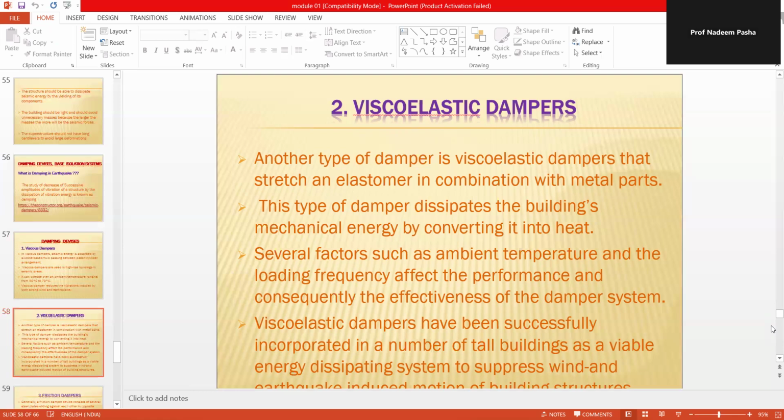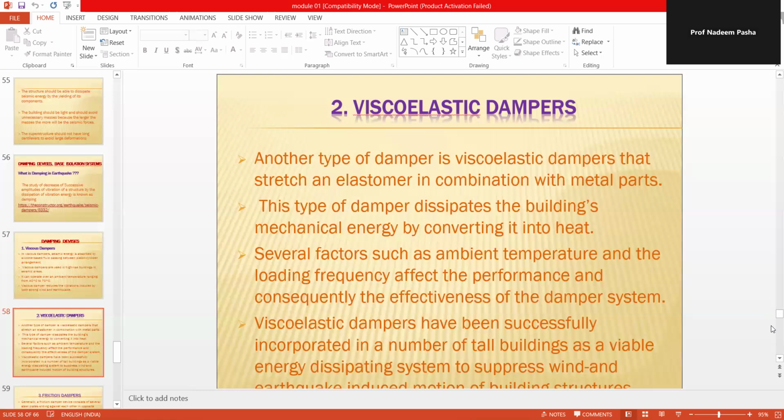This type of damper dissipates the building's mechanical energy by converting it into heat. This phenomenon is somewhat different. How does the dissipation of energy take place? This type of damper dissipates the building's mechanical energy by converting it into heat energy. Apart from this, several factors such as ambient temperature and the loading frequency also affect the performance and consequently the effectiveness of the damper system.